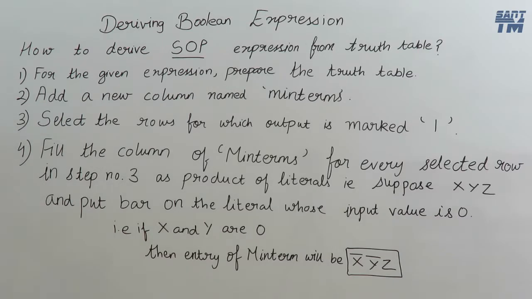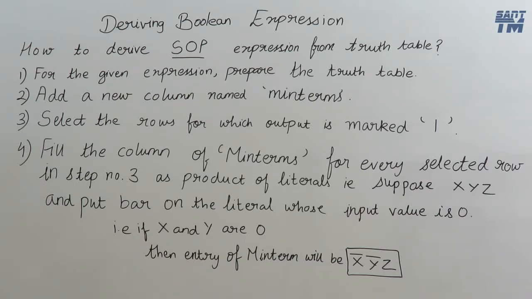The first step says, for the given expression, prepare the truth table. Suppose there is some expression, prepare the truth table with the number of inputs and the final expression column. Then add a new column named Minterms to that table. The third step says, select the rows for which output is marked 1. Output is the value of the expression. In any row, if the output is 1, you select those rows with a tick mark.